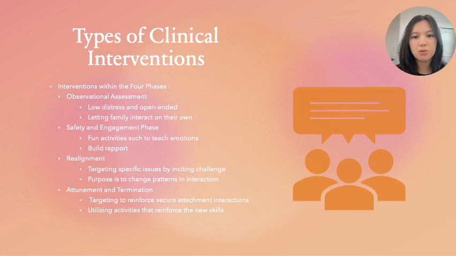The intervention for the safety and engagement phase is to start building rapport and making the family comfortable and making sure to teach them emotions, through interventions such as emotional UNO. And the realignment phase, which is the longest phase of the treatment, since we will be focusing on change patterns and improving interactions. We want to be able to include communication skills and developing emotional regulations. So games like family poetry can be used.